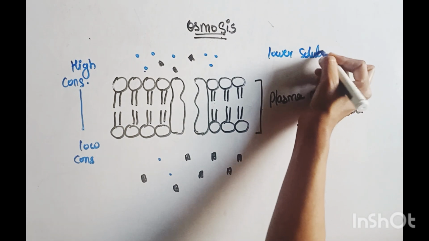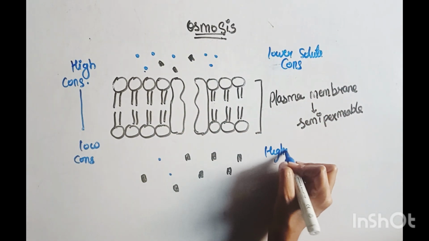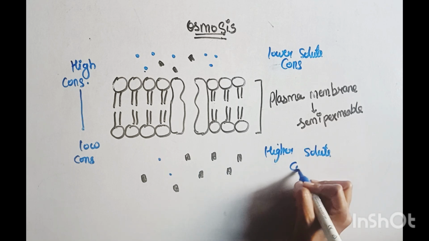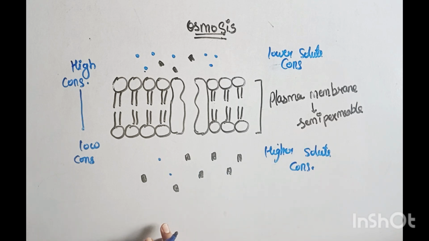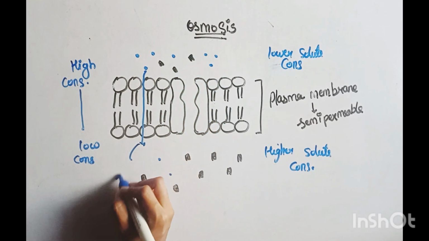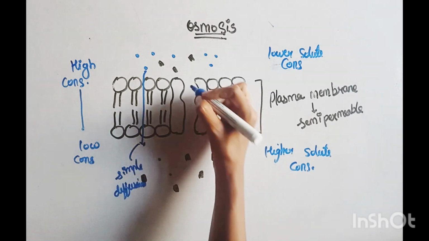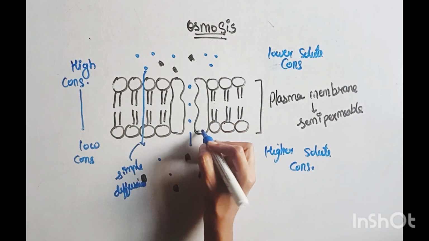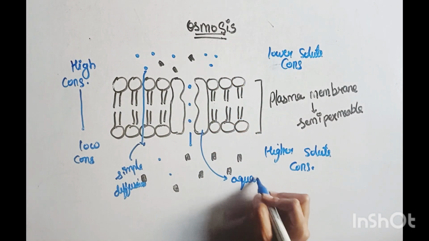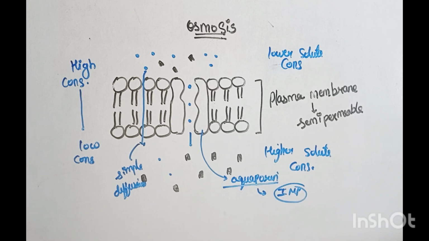The movement of the solvent from the lower solute concentration to the higher solute concentration is the definition in terms of the solute. These are the two definitions: first in terms of solvent and another in terms of solute. For the movement of water from high concentration to low concentration, there are two processes. First is simple diffusion, which was already discussed. Next is the movement of water through channels called aquaporins. These aquaporins are integral membrane proteins which help transport water molecules from the high concentration region to the low concentration region.